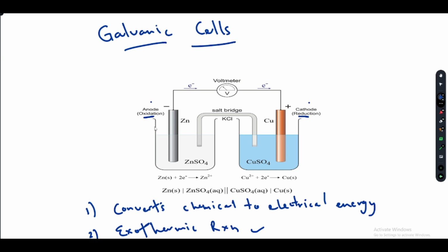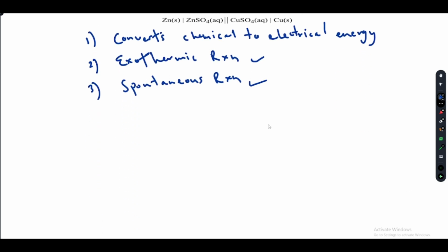So how do we determine whether zinc is where oxidation occurs and copper is where reduction occurs? There are three ways for us to determine this, and which method out of the three we will use depends on the information given to us. So we must note that there are three ways to determine anode or cathode.